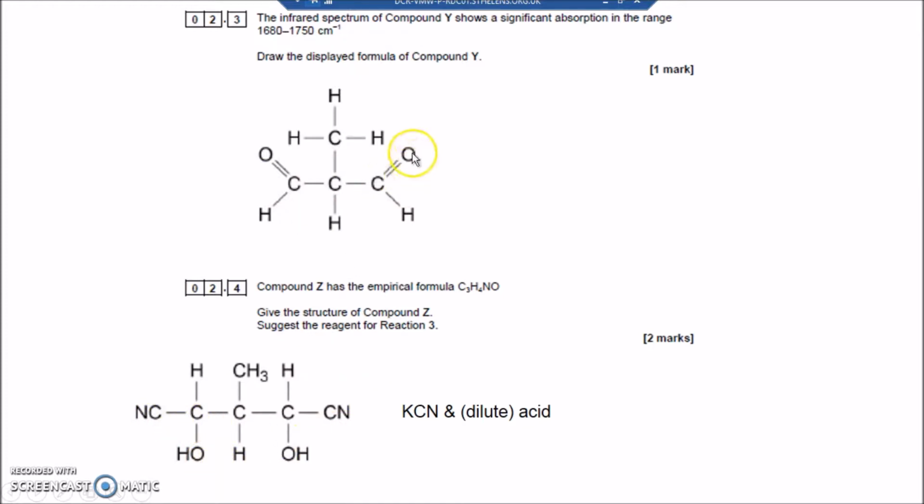I've got the 2 OHs formed from the CO double bond, and I've got the rest of the molecule intact.